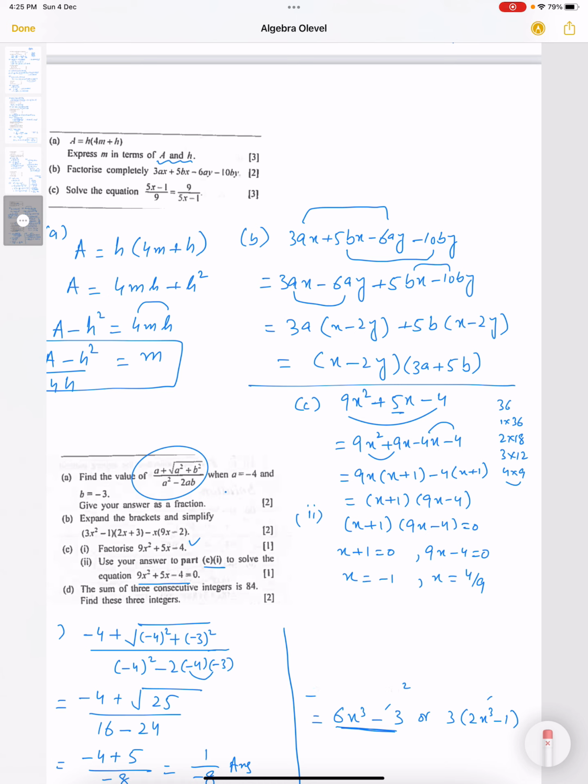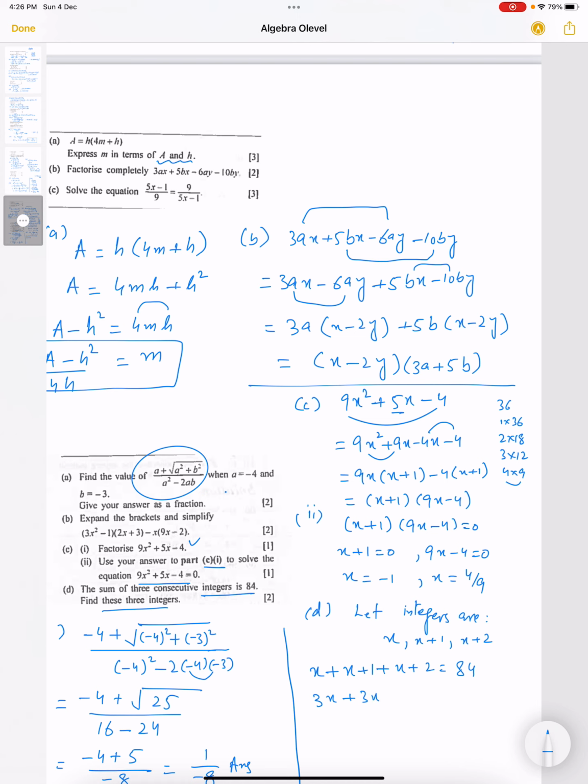It says that the sum of three consecutive integers is 84. Find three integers. Since the integers are consecutive, let those integers be x, x plus 1 and x plus 2. Since their sum is 84, it means x plus x plus 1 plus x plus 2 is equal to 84. And adding them, we have 3x plus 3 is equal to 84.